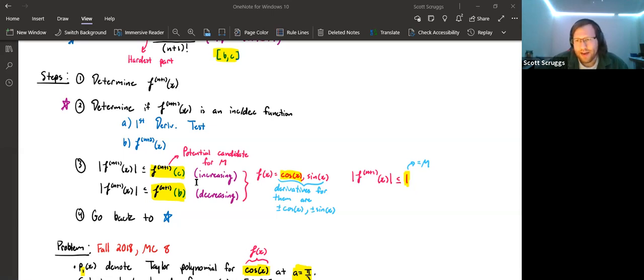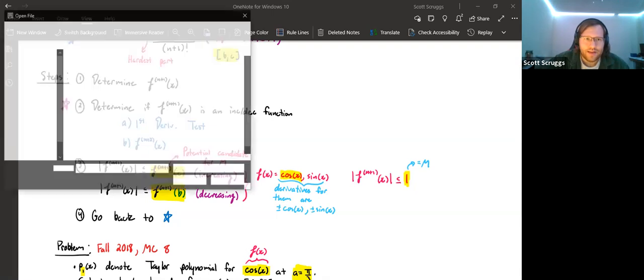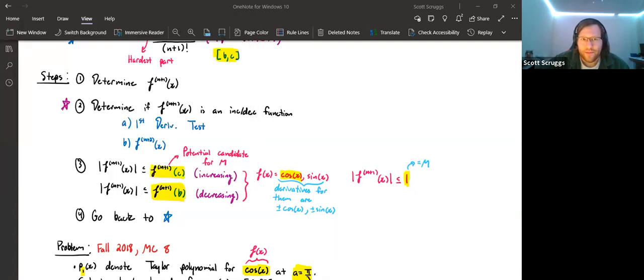In general, our game plan is we're going to take that (n plus 1)th derivative, and we're going to determine if it is increasing or decreasing. And if we determine that, we're going to exploit it to try to give us a bound for M in that scenario. And so the next problem I want to work on will be one where M is not 1, and us going through that.